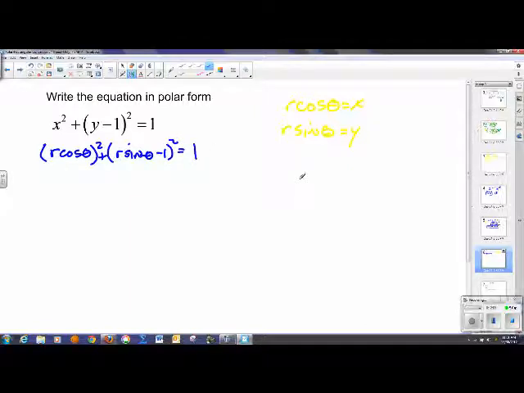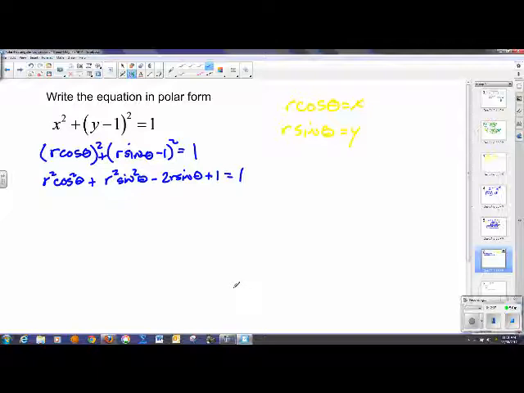Again, we're going to have to simplify this a little bit, so multiply all this out. I get r squared cosine squared theta plus this term is going to have to be FOILed, r squared sine squared theta minus 2r sine theta plus 1 is going to equal 1.